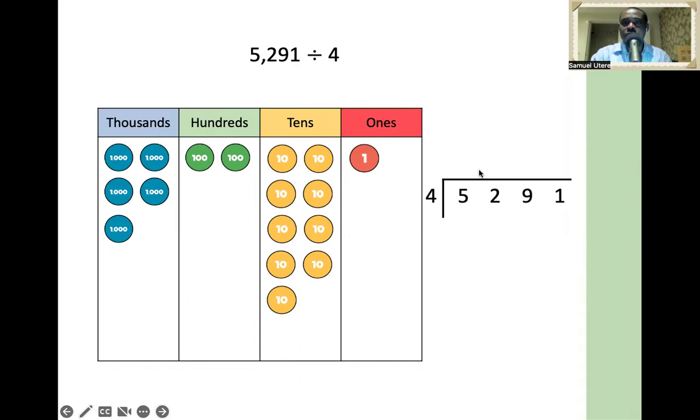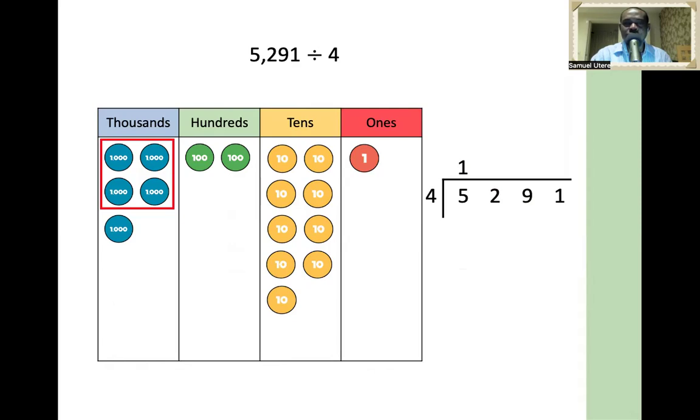So, we always start with the highest place value. 5,000 divided by 4, we can only get 4 groups. Okay, 4 groups of thousands from 5,000. We write 1. Now we're left over with 1,000.